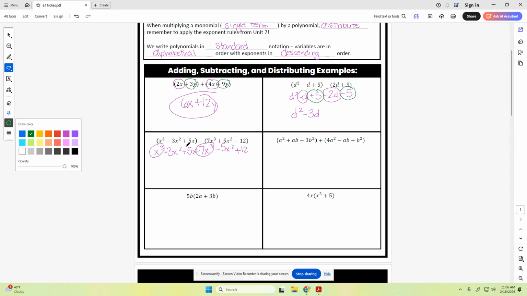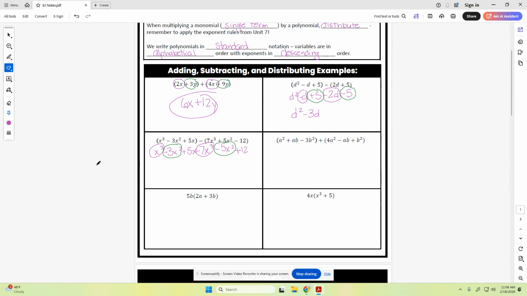I can combine the x squared term. So this is a negative 3x squared and a negative 5x squared. So those can be combined. There are no other x to the first power, so the 5x is not going to combine with anything. And there's no other constants, so terms without variables, so the 12 is not going to combine with anything.